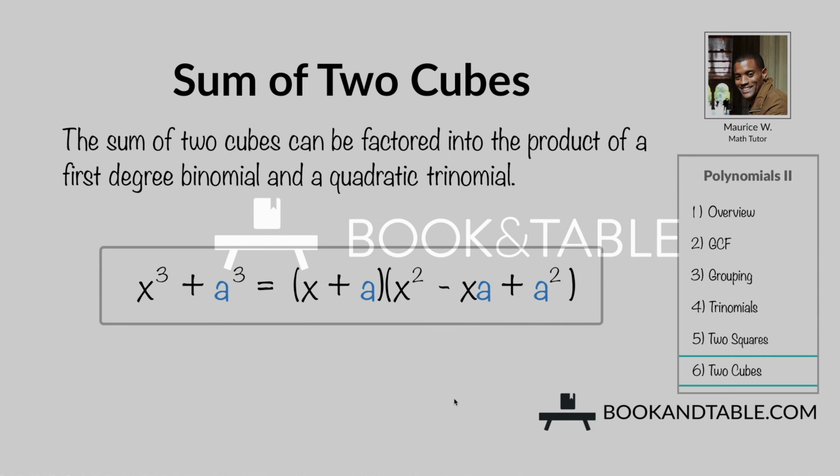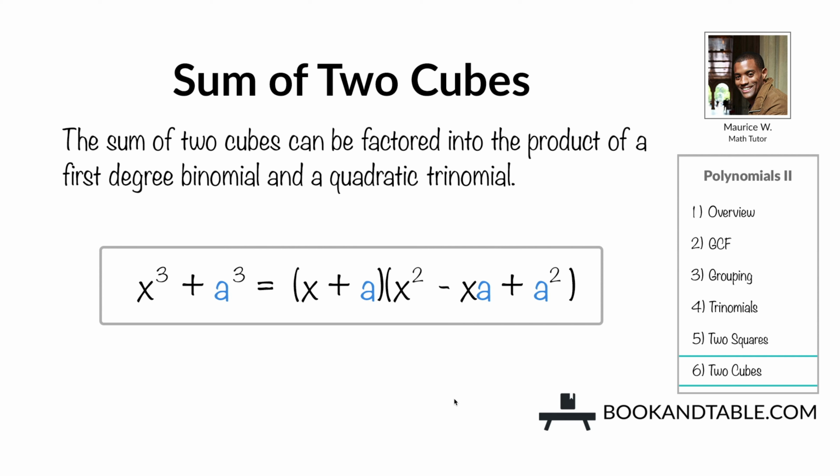We'll start by reviewing how to factor the sum of two cubes. The sum of two cubes can be factored into the product of a first-degree binomial and a quadratic trinomial. So this is slightly more complex than the sum and difference of two squares. So let's say we had two cubes, x cubed plus a cubed. This would be equal to x plus a times x squared minus xa plus a squared.